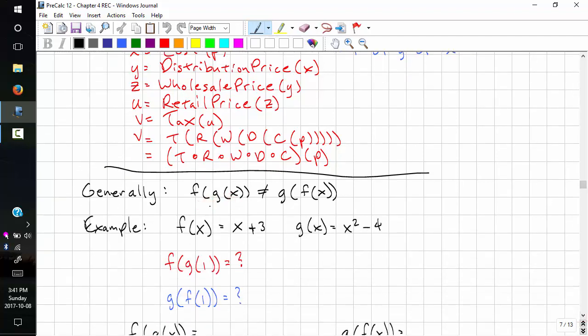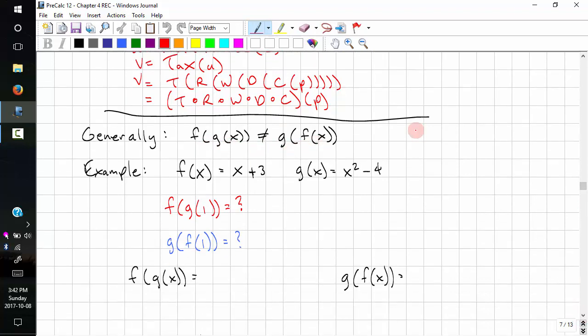And in general, you'll find that f of g of x does not equal g of f of x. And compositions still follow BEDMAS rules. So composition will follow the brackets. So for example, we have f of x equal to x plus 3. We have g of x equal to x squared minus 4. Let's compute f of g of 1. BEDMAS says we do what's inside the brackets first.